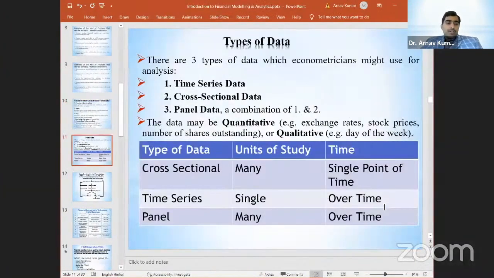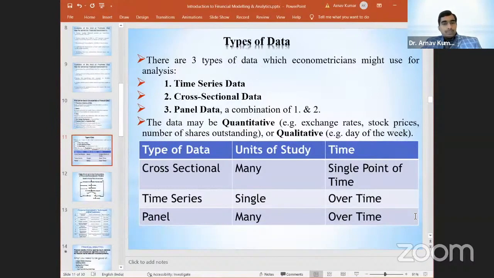And also, we all know that there are three basic types of data: cross-sectional, time series, and panel. The units of study are the companies or individuals or nations that we are talking about. If the units of study are many, and we are analyzing them at a single point in time, then it is cross-sectional data. For example, for the year 22-23, you are analyzing the data of 500 companies listed in the BSE 500. So this is cross-sectional data, because there are many companies, numbering up to 500, and you are taking them for a particular year.